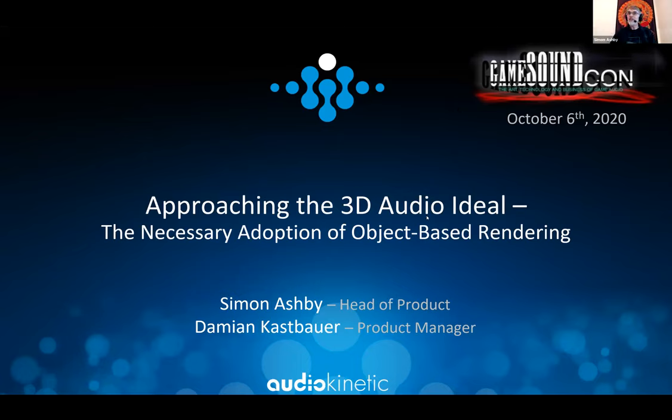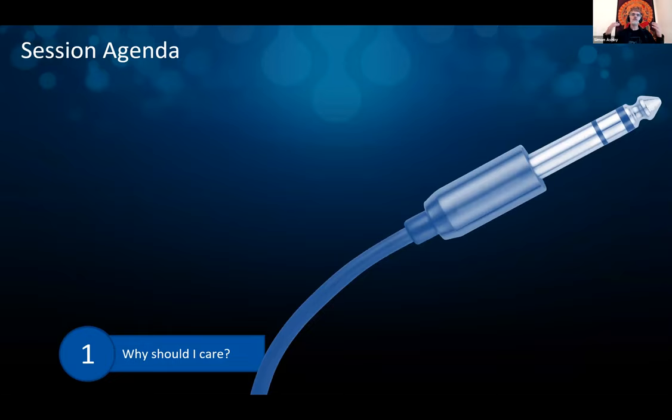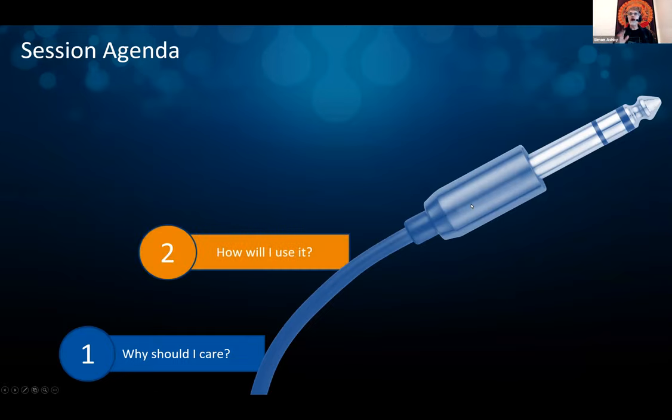So we have a lot of content for you today, and we've separated that content into four parts. The first portion is basically trying to answer why should I care as a sound designer, as a composer working there? During that portion, we're going to talk about perceiving and encoding spatial audio. And then we'll transition to how will I use it? It's basically the improvement we've made in the next version of Wwise that we'll release soon to fully support object-based audio everywhere in the pipeline. So Damian will cover that part.